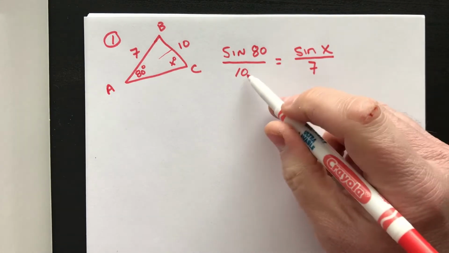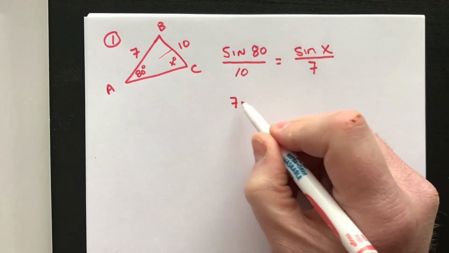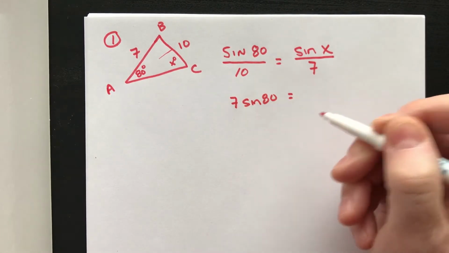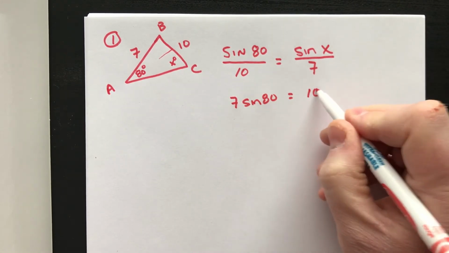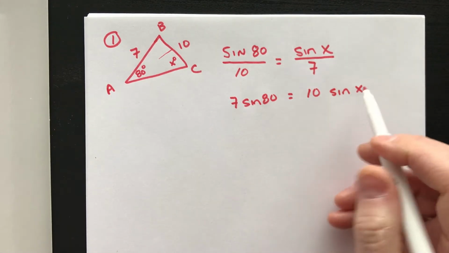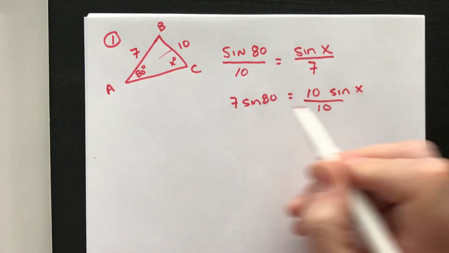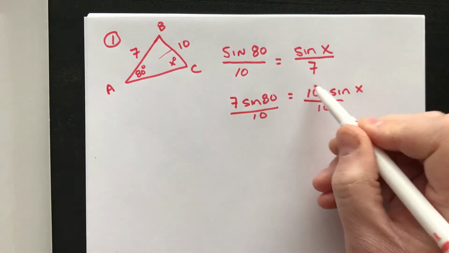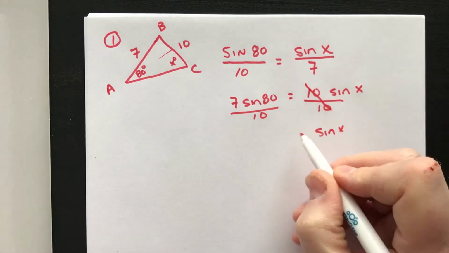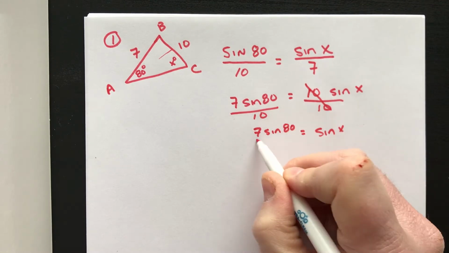All right, now we got a proportion. I'm going to cross multiply. So the sine of 80 times 7 gives me 7 sine of 80 degrees. This is equal to 10 times the sine of x. Well, I need to isolate this. So I divide by 10 on both sides. This cancels. So now I have the sine of x is equal to 7 sine of 80 all over 10.